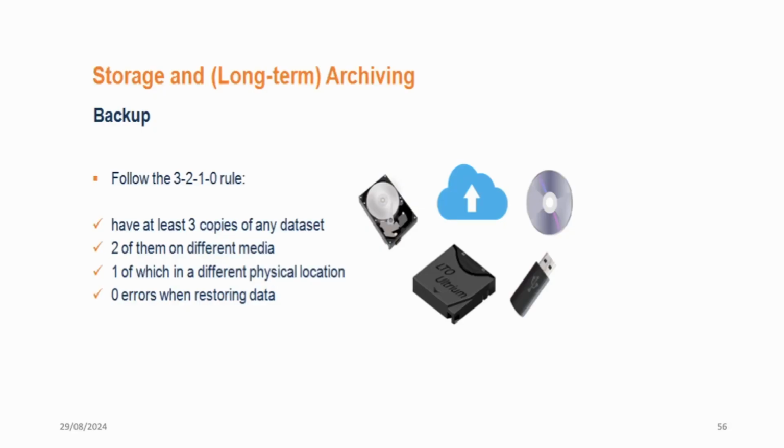But in general, there is what we call the 3-2-1-0 rule. That means we need to have at least 3 copies of any data set. We need to have 2 of them on different media. We need to have 1 of which in a different physical location, and we need to have 0 errors when restoring data. This is very important to be sure that in practically any case we can keep our data safe and we can reuse our data without any problem.